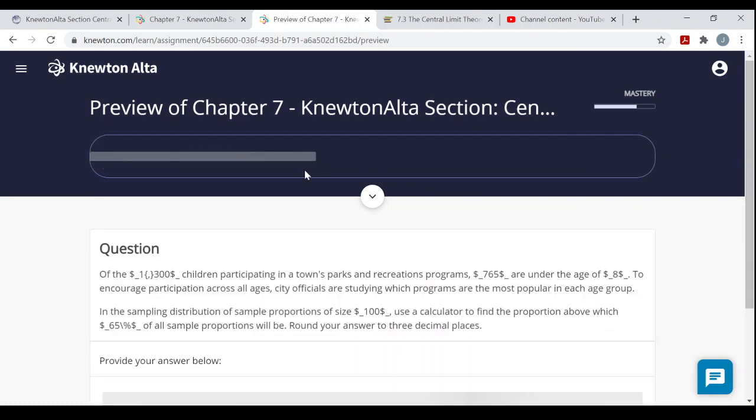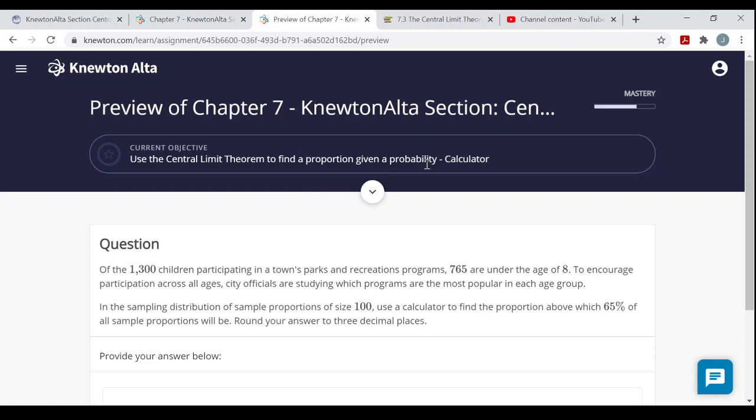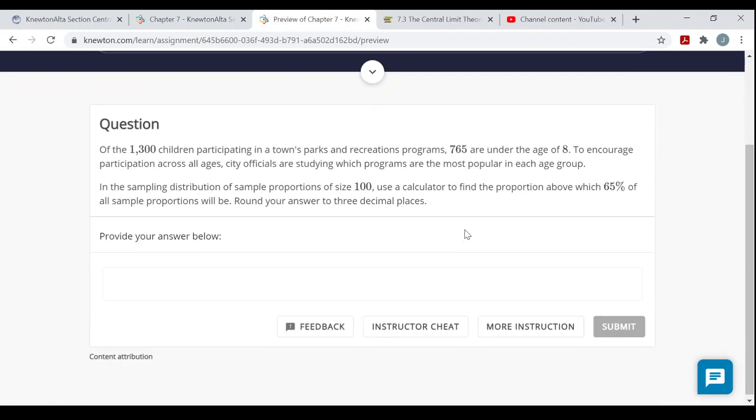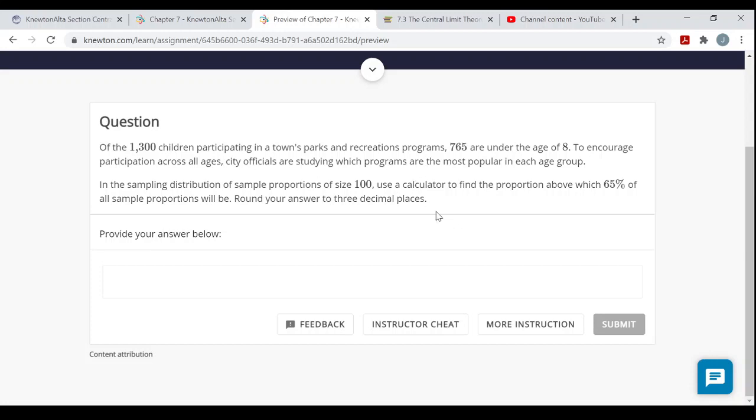And this is the objective where it's the other way around. You know a probability, you want a proportion. You know an area under the curve, and you want to find a proportion. This is going to involve that inverse norm. All right, so you see, find the proportion above which, with 65% above or 35% below. I did this earlier again, only this time you don't have to use a table. You can just use that inverse norm.